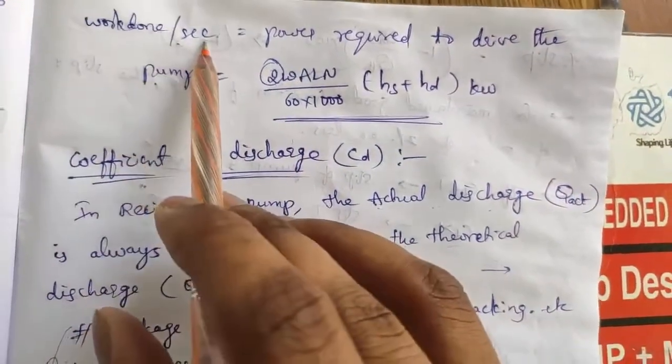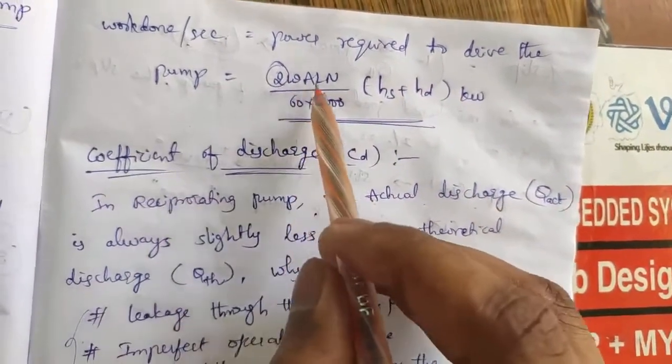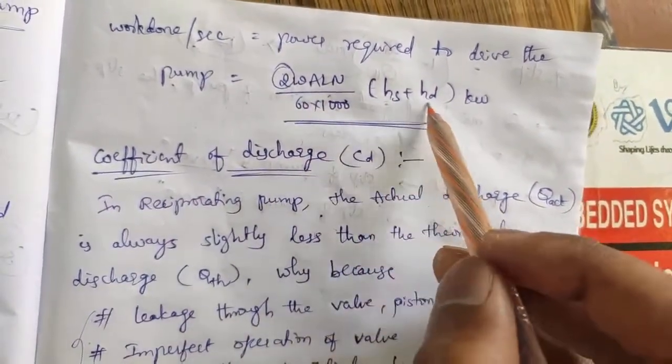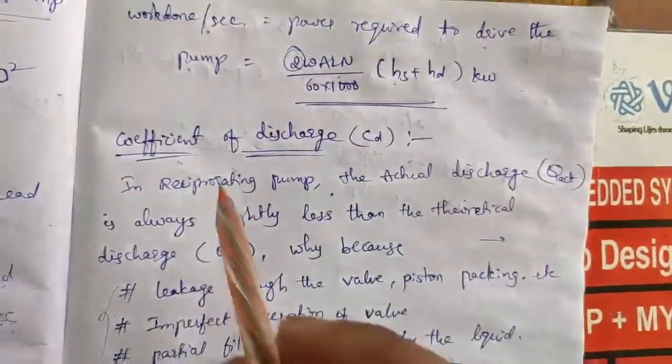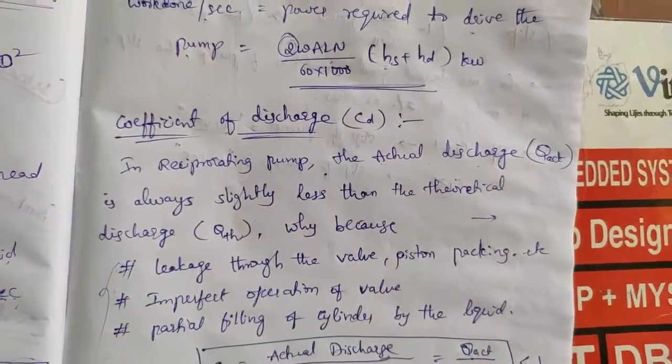And work done per second, that is equal to the power required to drive the pump, equal to 2ALN by 60 into 1000 times (HS plus HD). The 2 is the only difference. Just remember the formulas for solving the problems.